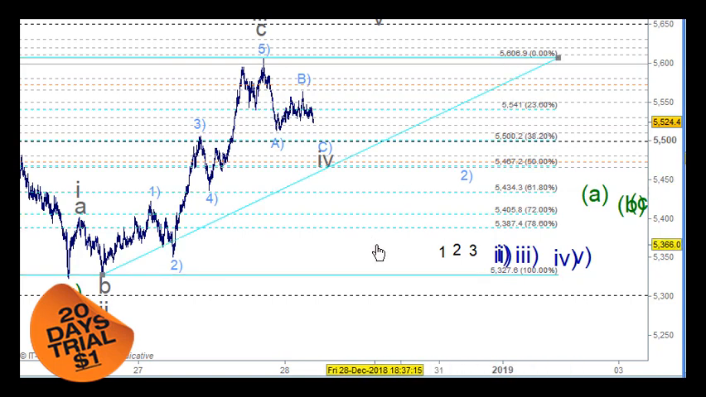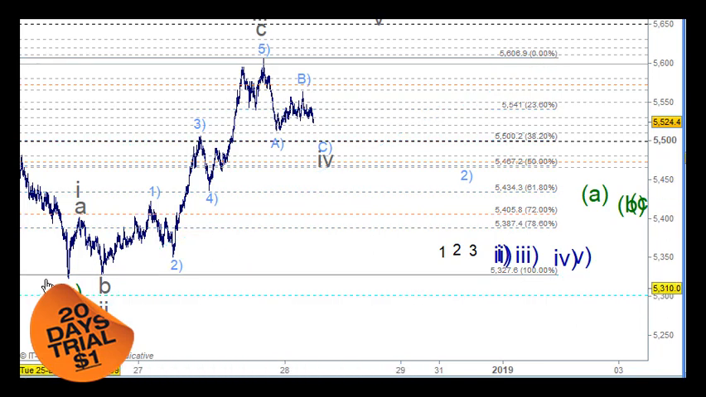Okay, so let's see what we actually get here. If we get those 5 waves moving up through here, then we know that we've got a bit of a problem at that point, and we'll have a change in trend at that point.